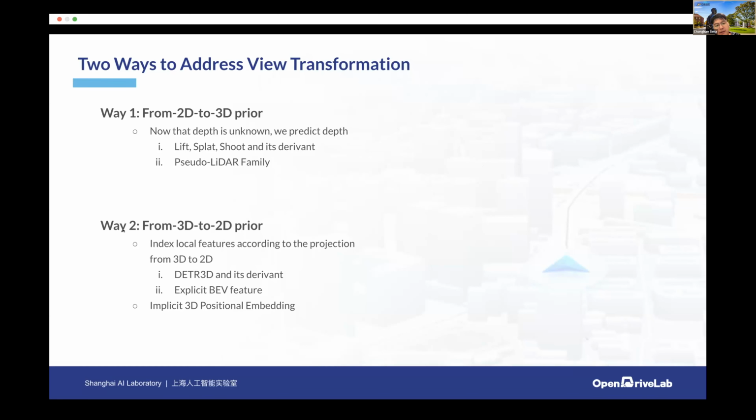The second way is based on the 3D to 2D prior, where we index local features according to the projection from 3D to 2D. One promising work is DETR3D and its variants. Another is explicit BEV feature construction, such as BEVFormer, which I will introduce later. The third way is an implicit 3D positional embedding, which embeds the 3D position back into the 2D coordinate space.